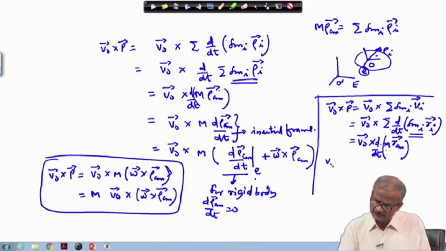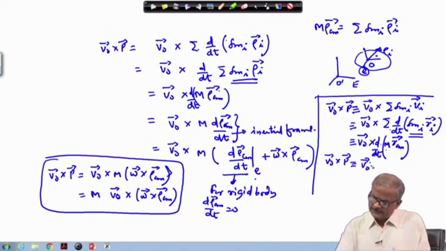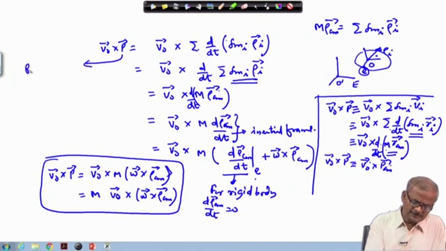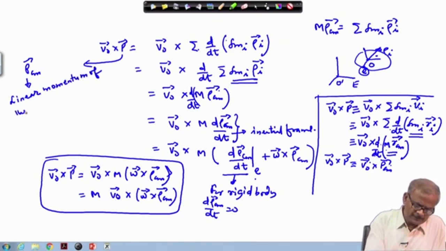Okay. So, therefore, this V 0 cross P that we expanded here is identically written like this: V 0 cross, and what is this quantity? This is P c m. So, the P which is appearing here is nothing but P c m, that is the linear momentum of the center of mass in the inertial frame.